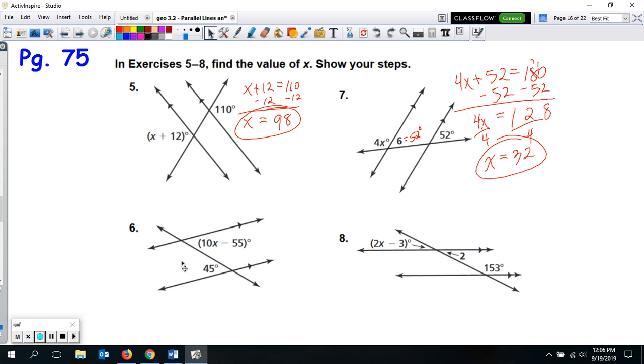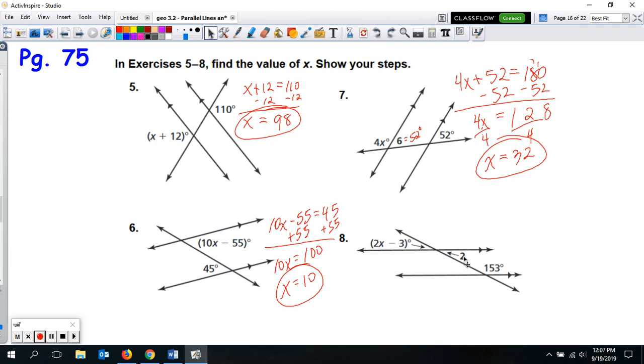All right, so you should have completed 6 and 8, and you're just checking if you set up your equation right and solved it correctly. So number 6 is kind of like 5. Does the 10x minus 55 here have a relationship with 45 degrees? And the answer is yes. They're inside and alternate. So alternate interior angles, and those are always congruent. So we could say those are going to equal each other. So I'll set up our equation as 10x minus 55 is equal to 45. And now we just add 55 to both sides. So 10x is equal to 100. Divide by 10. And so x is equal to 10. So there's our answer for 6.